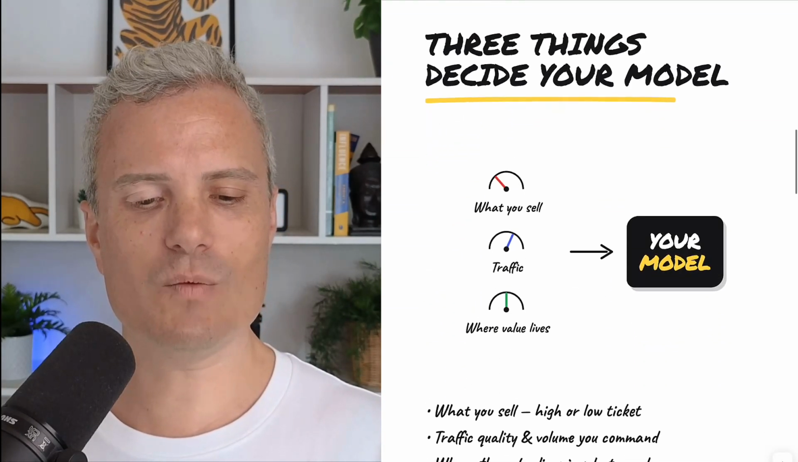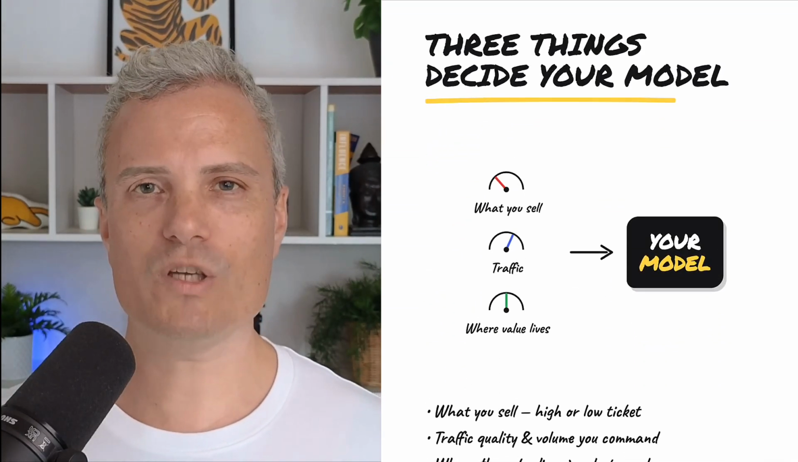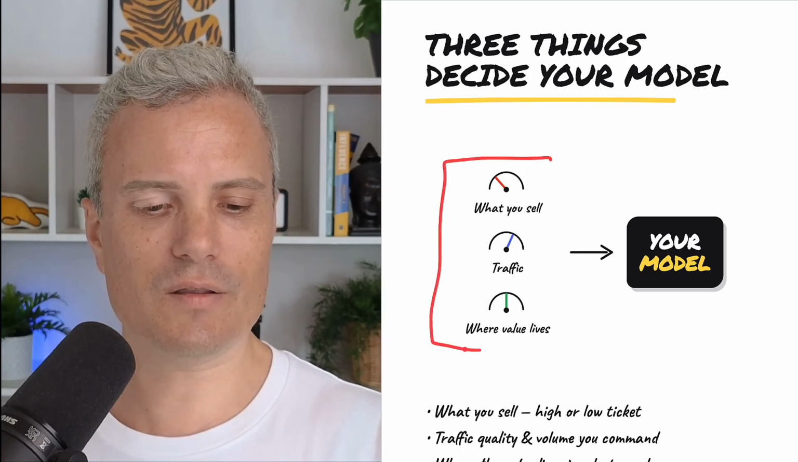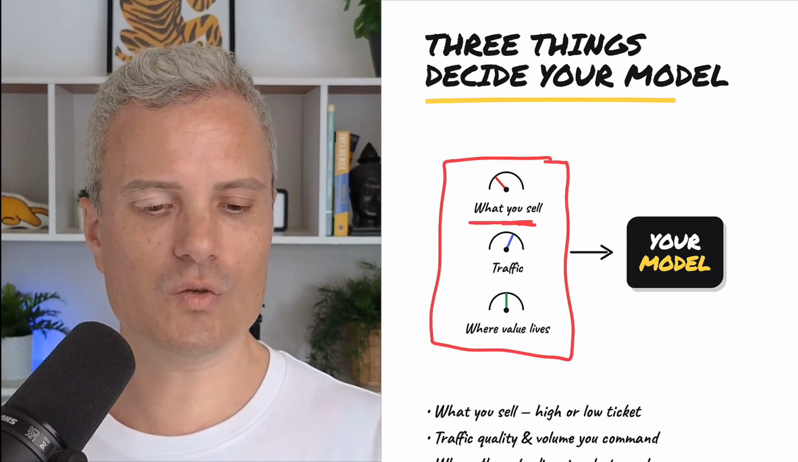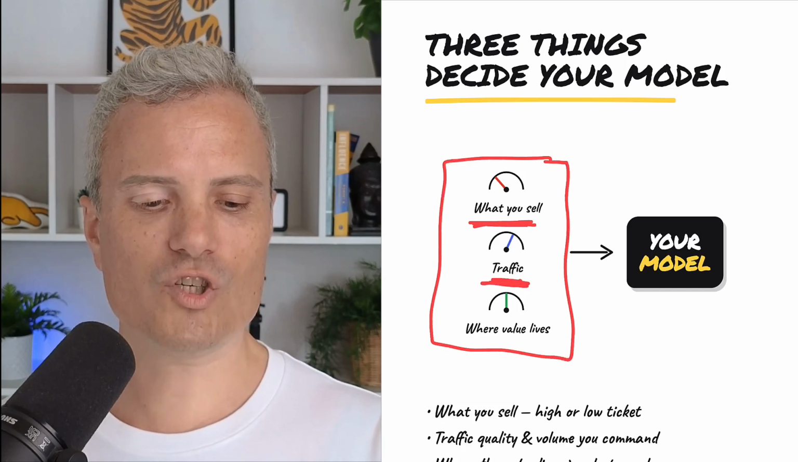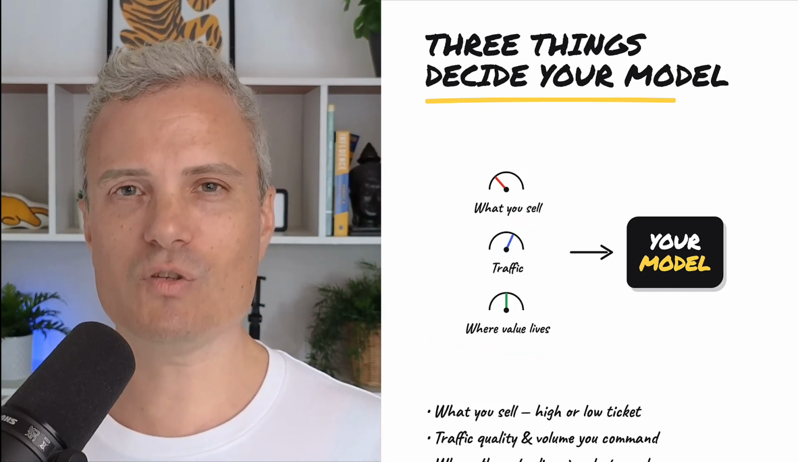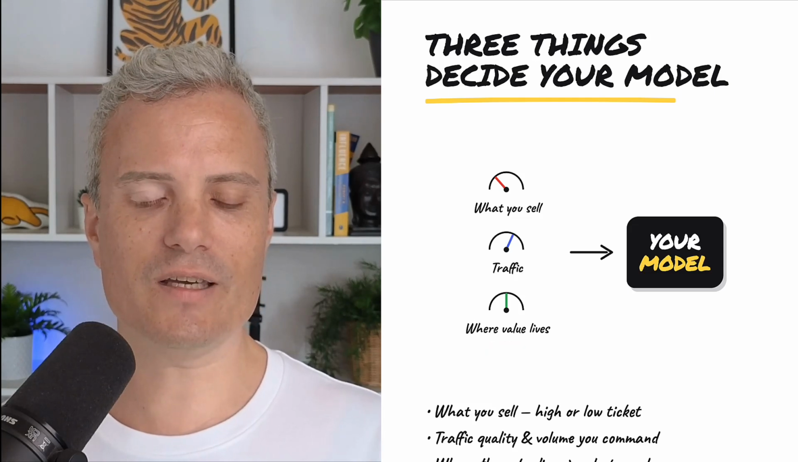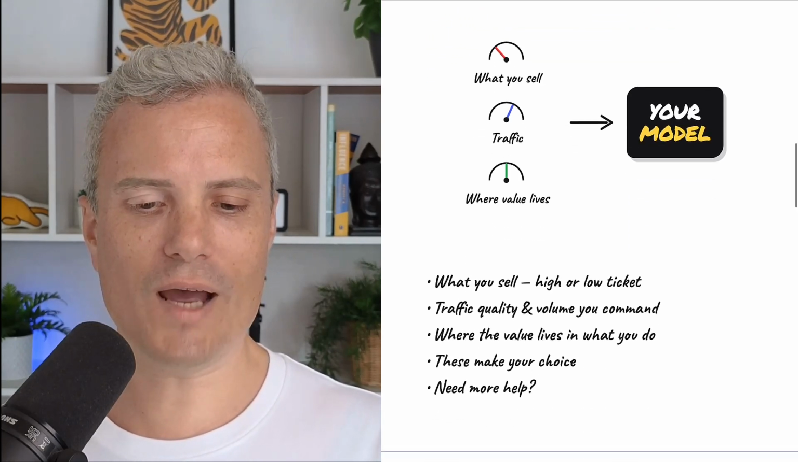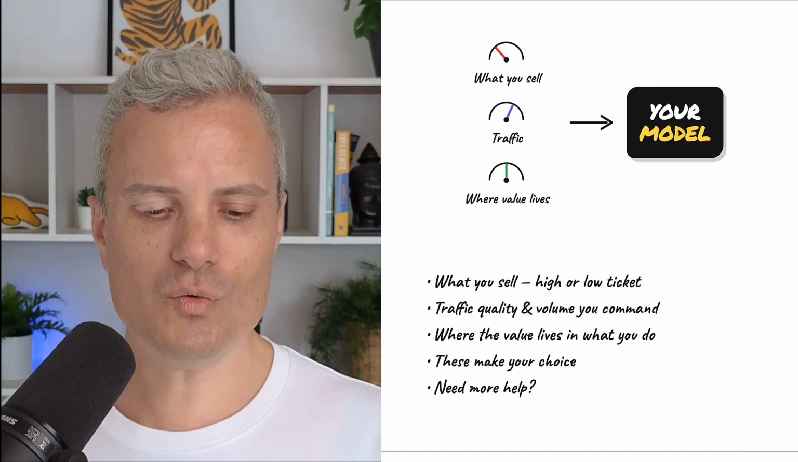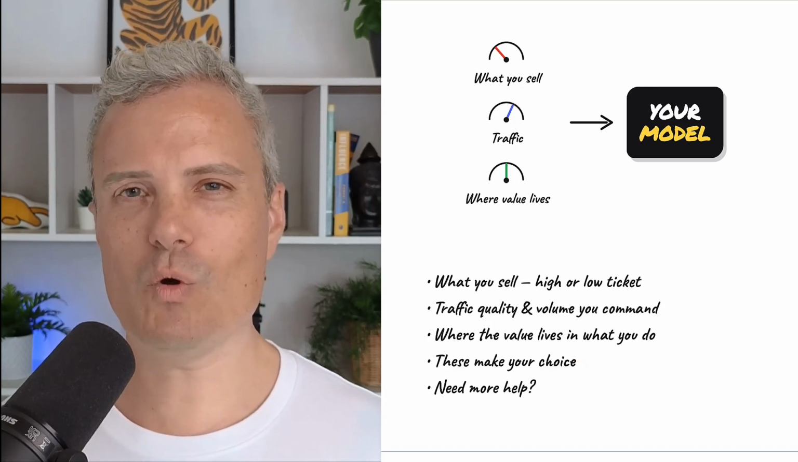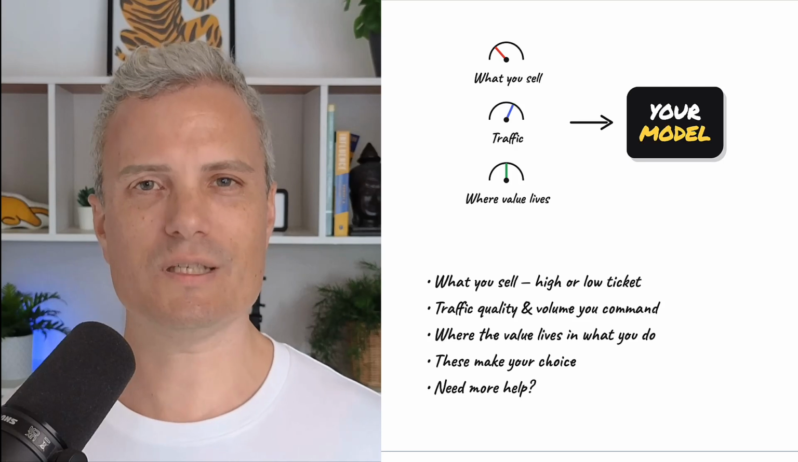So the three things that we need to decide when trying to work out which model is going to be best for us, you have to look at it in these three here. So the question is, what do you sell? What traffic do you have or use for most of your leads? And then where does the value live inside your group? And if you answer these three things, you will probably be able to understand the choice of exactly what you do. It will become much clearer and much more simple.